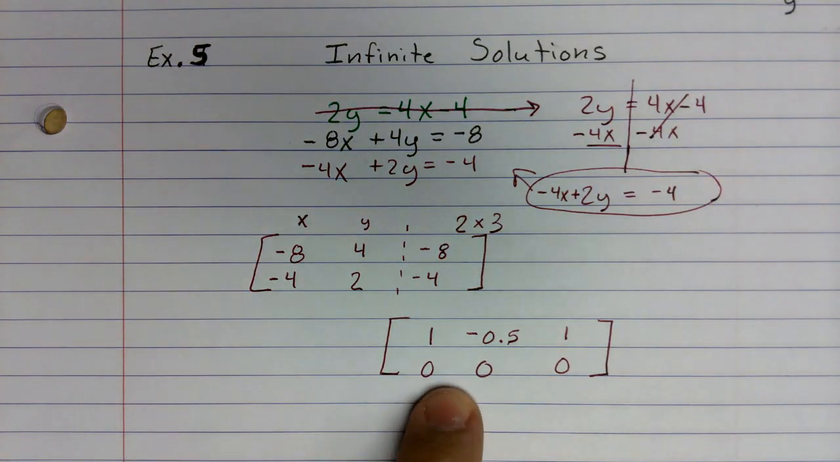So just know that when you put these equations into the matrix, if you end up with zeros all the way across, that is going to be an infinite solution situation, or what we also call all real numbers.